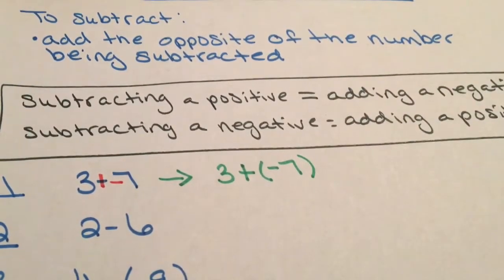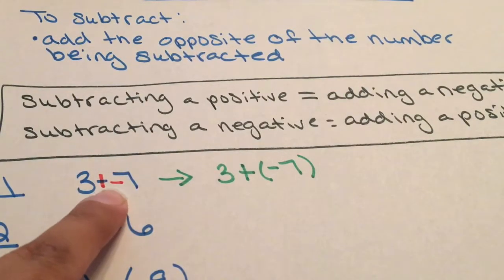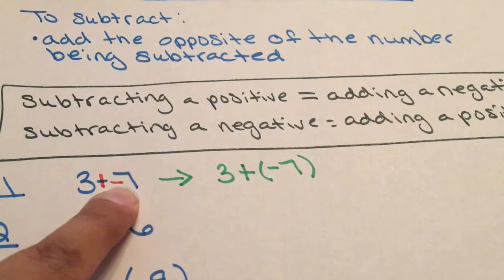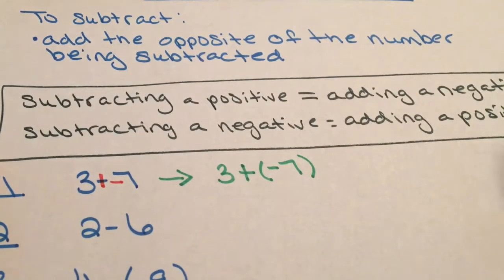A lot of times people have the saying, when we're subtracting integers, we change the sign and what's behind. So we changed our subtraction to an addition, and we changed the positive 7 to a negative 7. Again, when we are subtracting a positive, it's like adding a negative. So we just added the negative. Now that we have our rewritten expression, we can go ahead and just follow our addition rules.